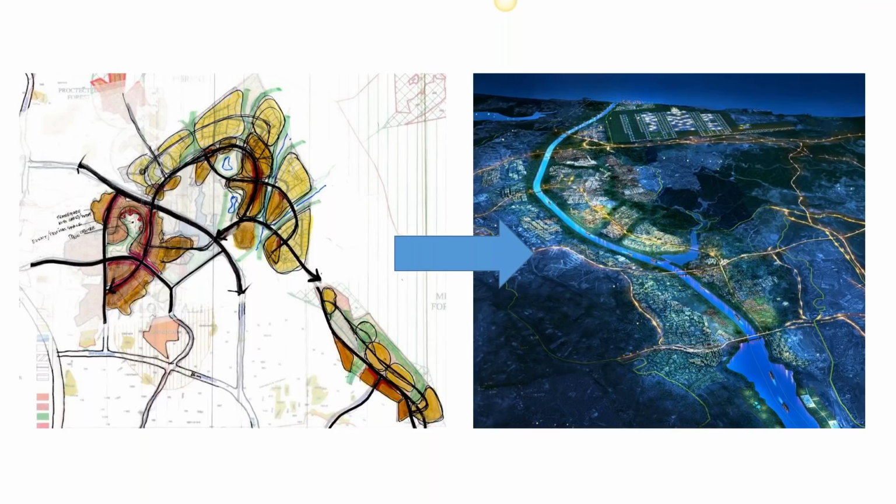Typically at HOK, things start with a sketch, like most things do. But the challenge is, how do we get from this sketchy color block diagram into something we can visualize and actually show our clients? So, how do we get there?